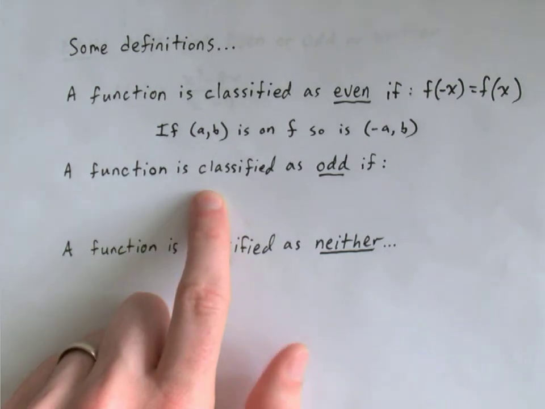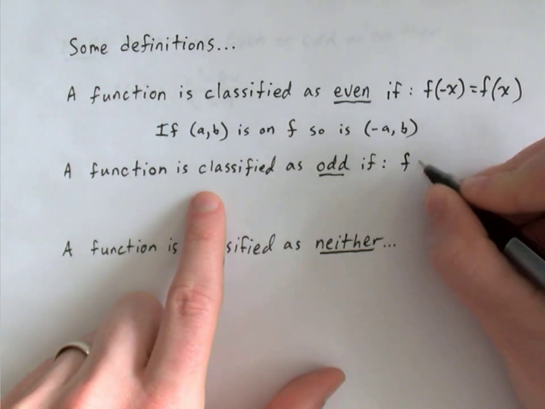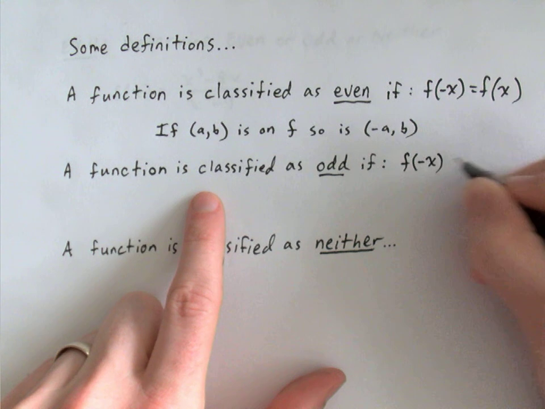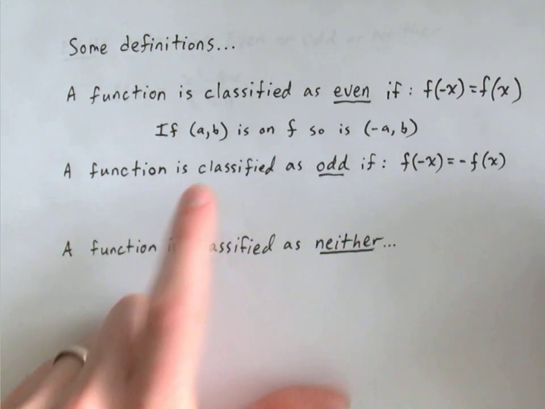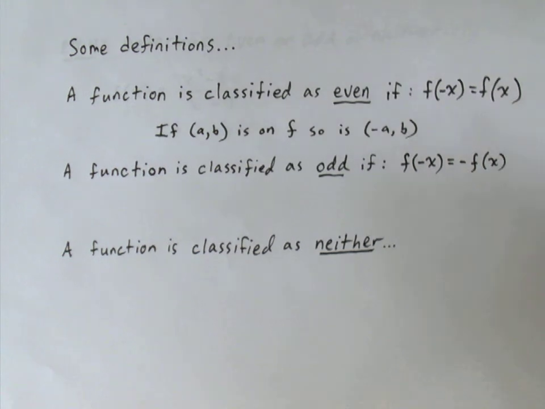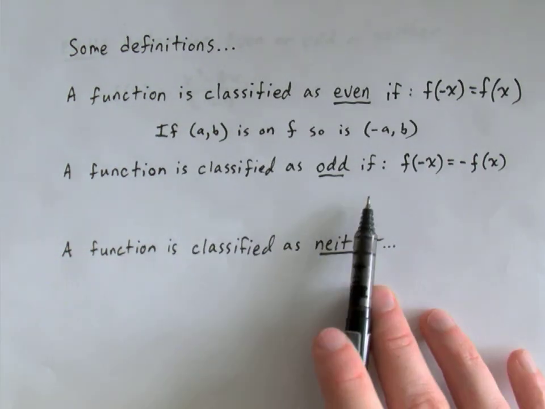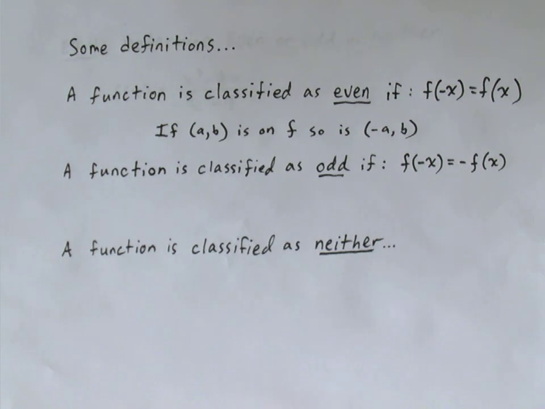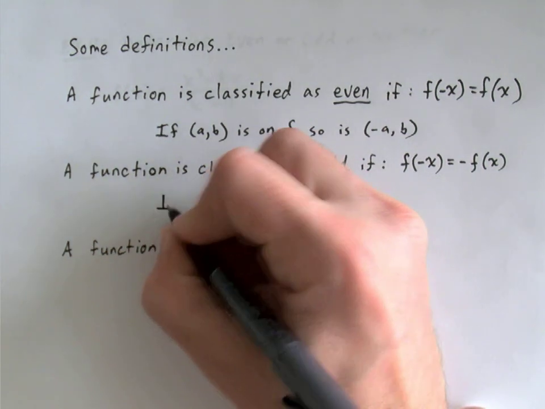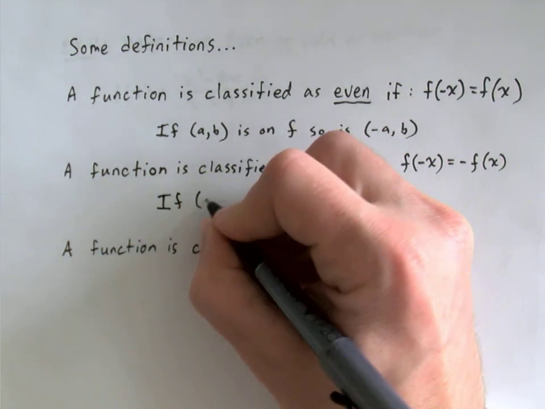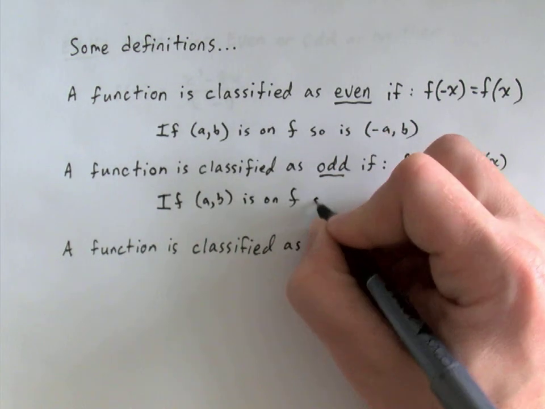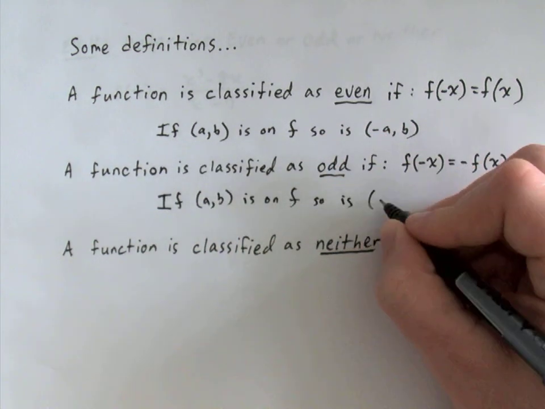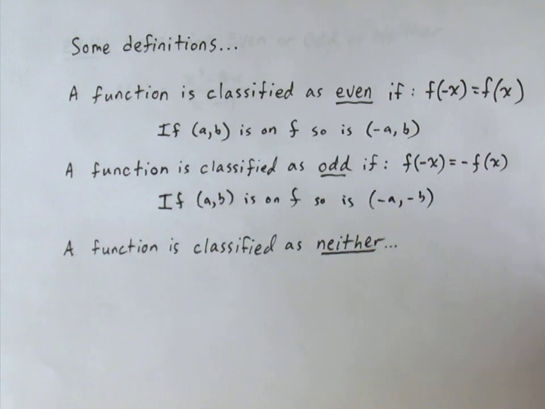Meanwhile, a function is classified as odd if f of negative x is equal to negative f of x. So what we're saying here is there's this relationship between the two transformations both happening. What we're saying about odd functions is they have that symmetry through the origin. And what it means is if the point (a, b) is on f, so is (-a, -b). Okay?